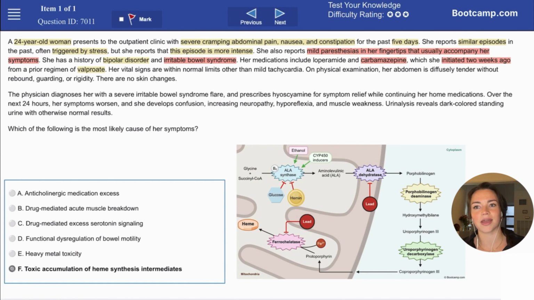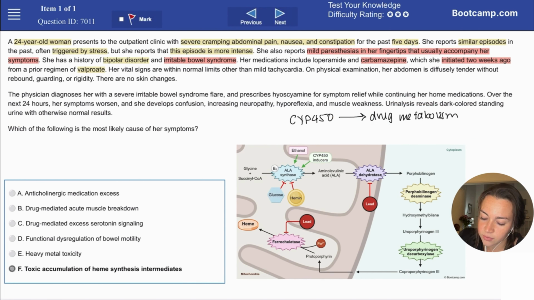And part of the reason why carbamazepine is so commonly tested is because in addition to having its own characteristic adverse effects, it also interacts with a lot of other drugs via the cytochrome P450 system. So the cytochrome P450 enzyme family is in charge of metabolism of not every drug, but a lot of drugs.